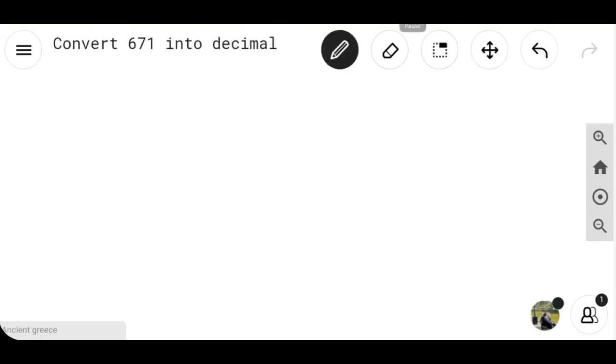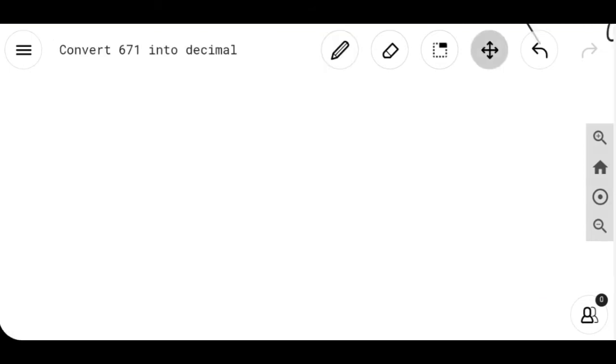Let's take a look at this example, which says convert 671 into decimal. 671 is an octal number because the maximum digit that the octal number system can use is 7. So any maximum number will be something like 77 or 777. We are going to write down 671 separately.